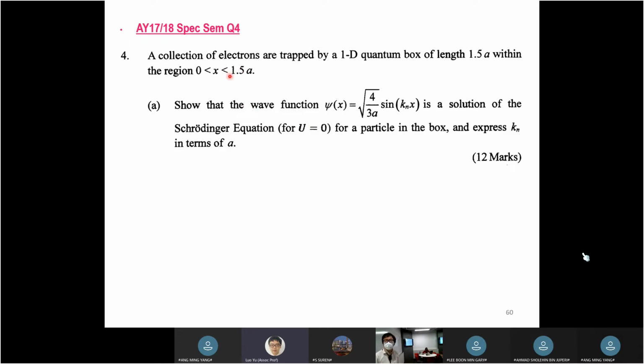So the width of the quantum box is 1.5 A, which means the wave function is only non-zero within x from 0 to 1.5 A. With x from 0 to 1.5 A, I want you to show that the wave function, this guy, is the solution of the Schrödinger equation for U equal to 0. Then I want you to express Kn as a function of A.